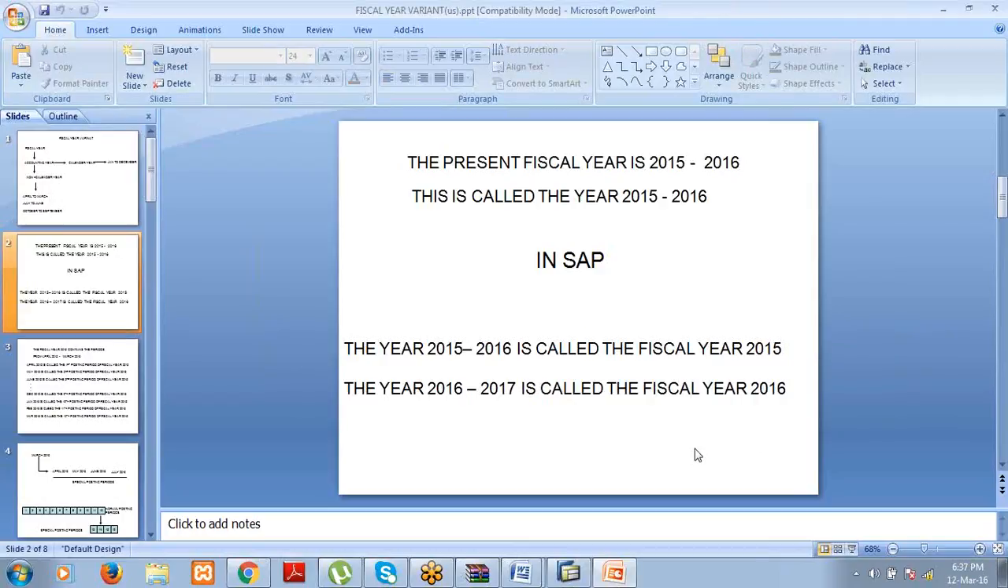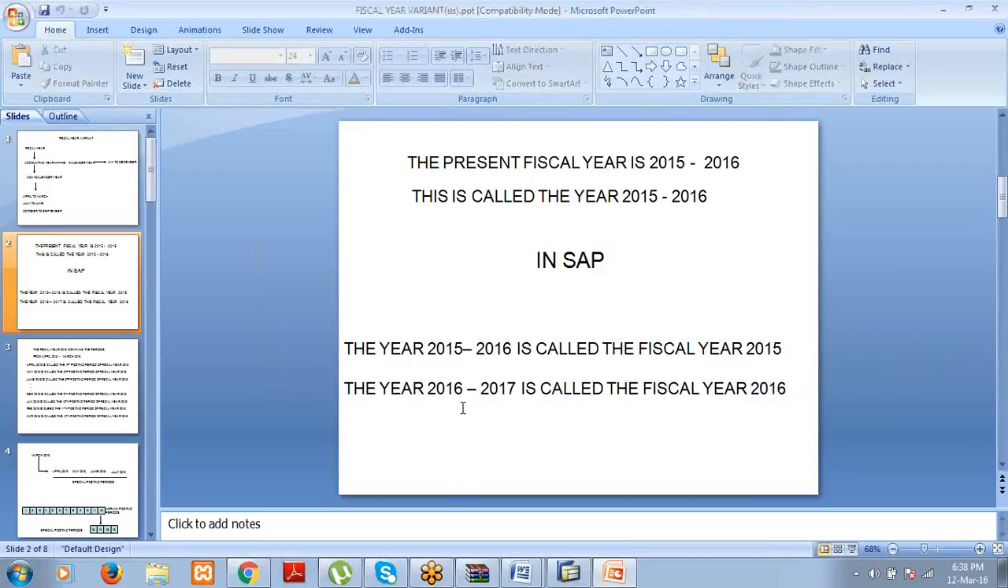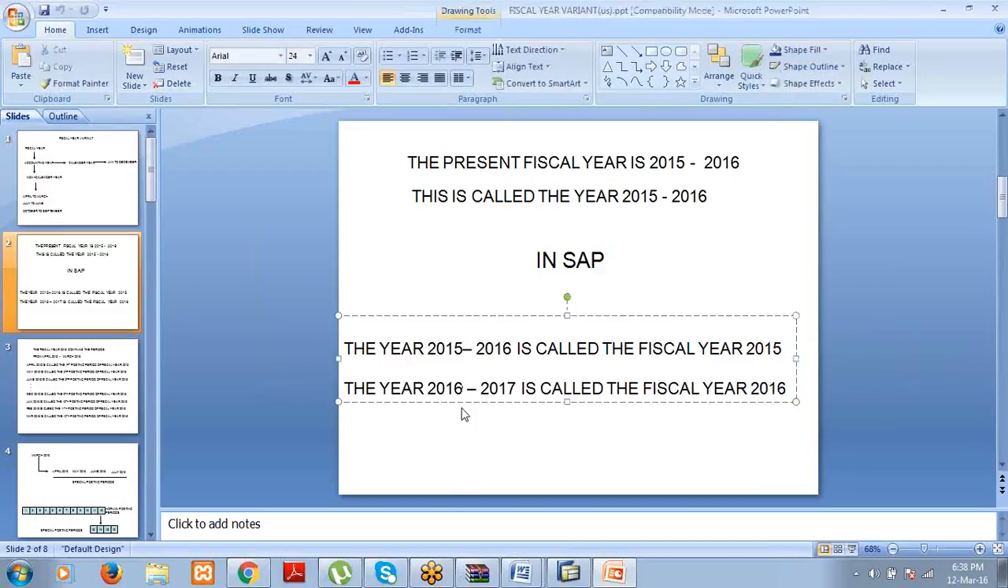So when you say fiscal year 2015 in SAP, in the case of Indian companies and UK companies, what you have to understand is it contains the periods starting from April 2015 and ending with March 2016. Similarly, when you say fiscal year 2016, it contains the periods starting from April 2016 and ending with March 2017. That's how we have to interpret the fiscal year in the case of Indian companies and UK companies.